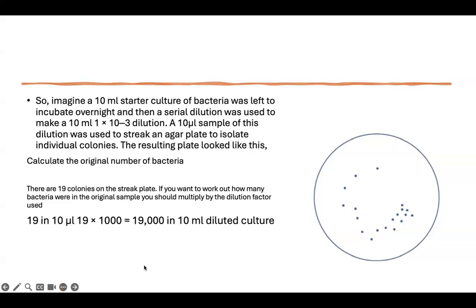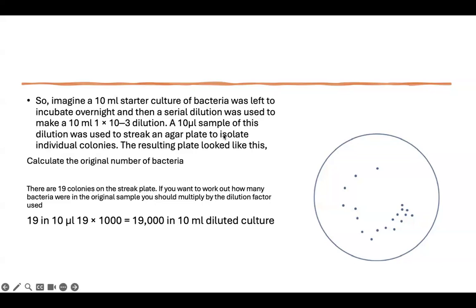Okie doke, so we've got some answers coming in. So the very first step here is that we have 19 colonies on our plate. The step then is going to be to realize that we have 19 in a 10 microliter sample. We're going to work backwards from the information that's been given to us. We then need to find out how much from the microliter sample would go into the milliliter culture. That's why we're multiplying by 1,000 here to begin with, and that's where we're getting our 19,000 from. So that's our first step.